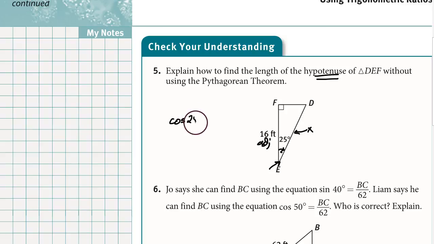What do you write after the trig function? You put the angle measurement, then an equals. What do you put in this spot? You put the ratio. Cosine is adjacent over hypotenuse, 16 over x. Now we can solve this equation for x. The work would look like this. Multiply both sides by x so that these x's cross out. Then divide by the cosine of 25.